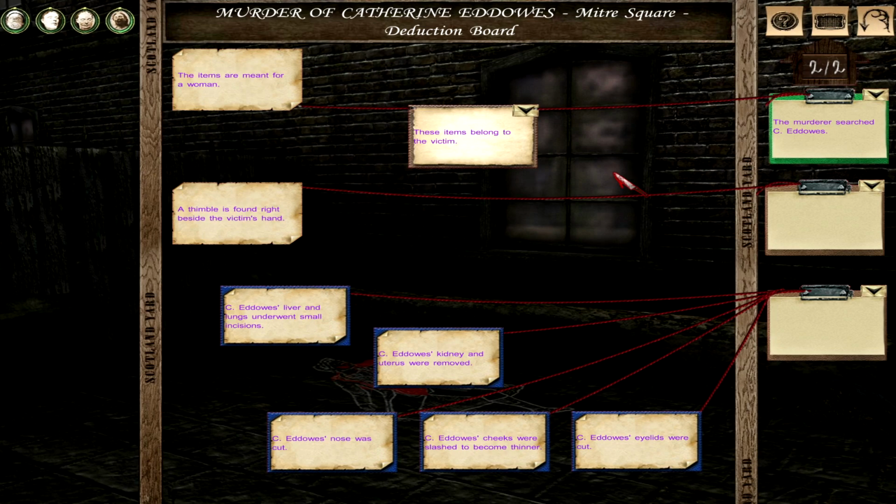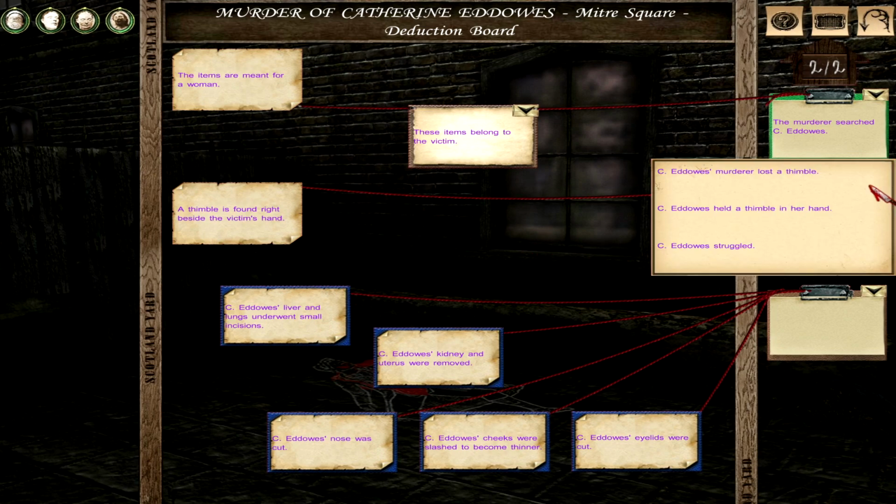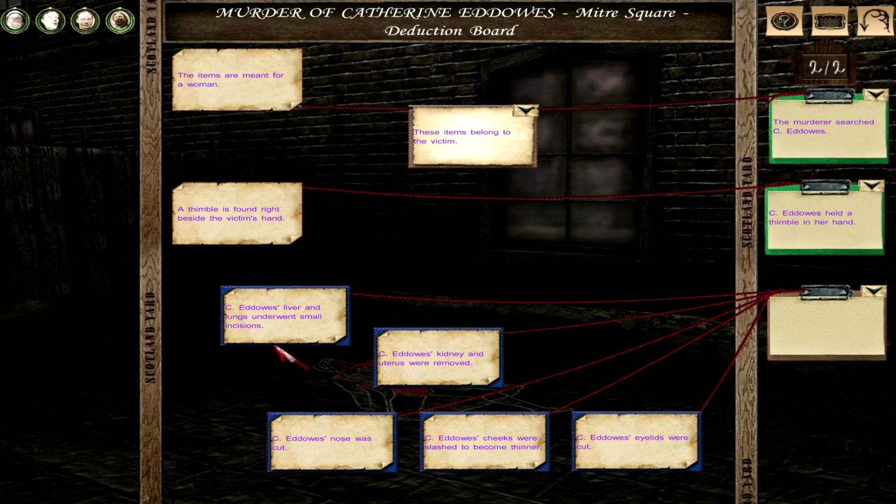Weird. Anyway. Thimble on the right hand beside the victim is held in her hand. Her liver and lung underwent small incisions. Her kidney and uterus were removed. Her nose was cut off. Don't know why it says cut. Her cheeks were slashed to become thinner, and her eyelids were cut. Fucking hell.